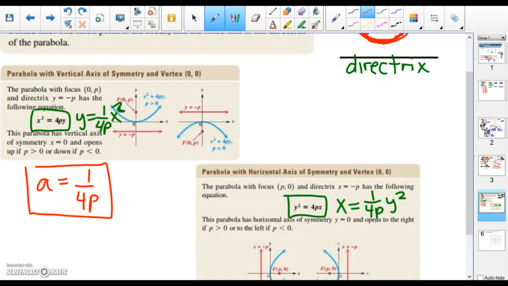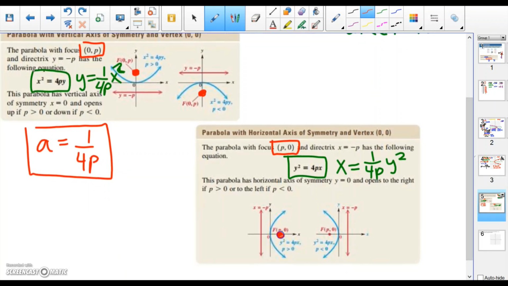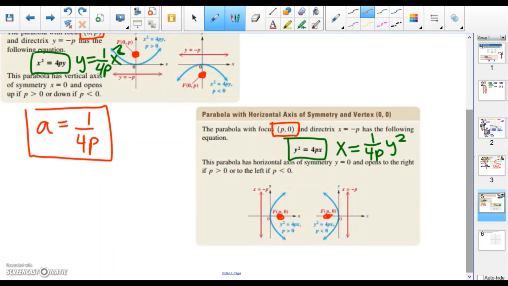Okay, because we're going to have to find p. They're going to give us a definition of a focus as being this point or this point. Notice it's either (0, p) or (p, 0), depending on which way it opens. If the parabola opens up or down, then the focus, that point right there, would be your y number. If the parabola opens left-right, then the focus is that point right there, and it would be like the x number.